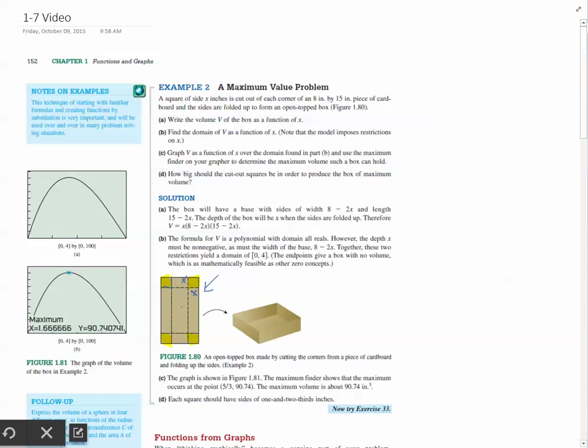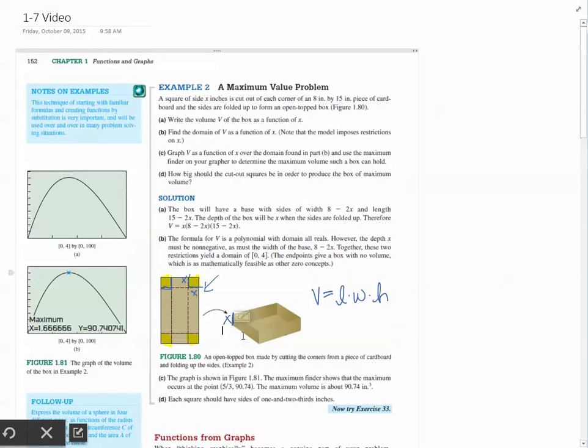Okay, so the first thing we need to do is write the volume V of the box as a function of X. So the volume of a box or a rectangular prism is length times width times height. And so we're using that. We have to determine what the length and the width and the height are in terms of the X. Well, if you cut these out and fold it up, that means that this right here is going to be X.